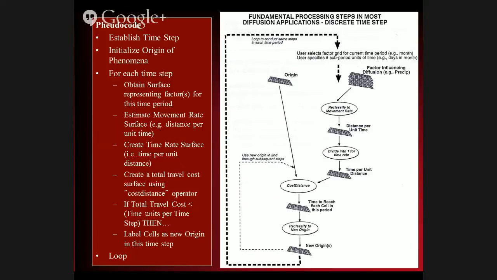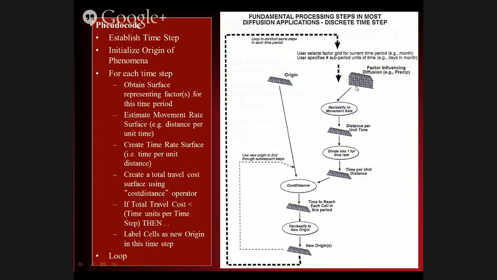If we're modeling land cover, land cover does change, but at a much different scale than precipitation and temperature change. They change on yearly cycles. Okay, so our factors that influence diffusion.